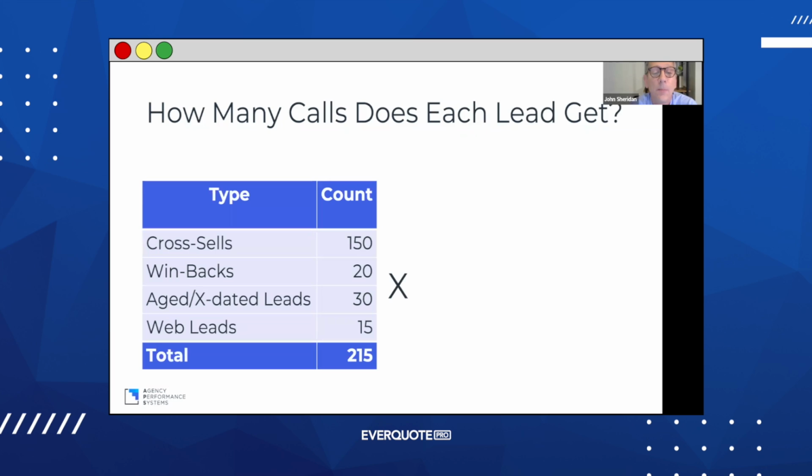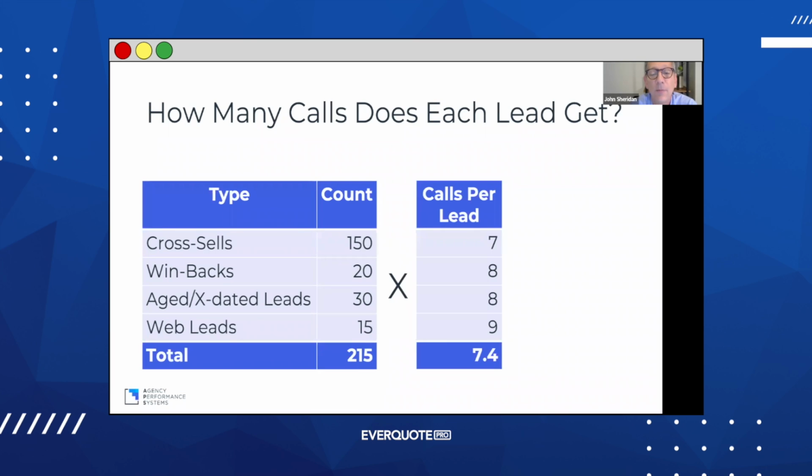Now, we need to figure out what the call count is based upon the cadences on average. These are average numbers, 7, 8, 8, and 9, to get to the 7.4. Those are averages. Some leads you can connect to in 1 or 2 calls. Others, it might be 15 calls. Doesn't matter. This is the average. That's what we have to plan for.